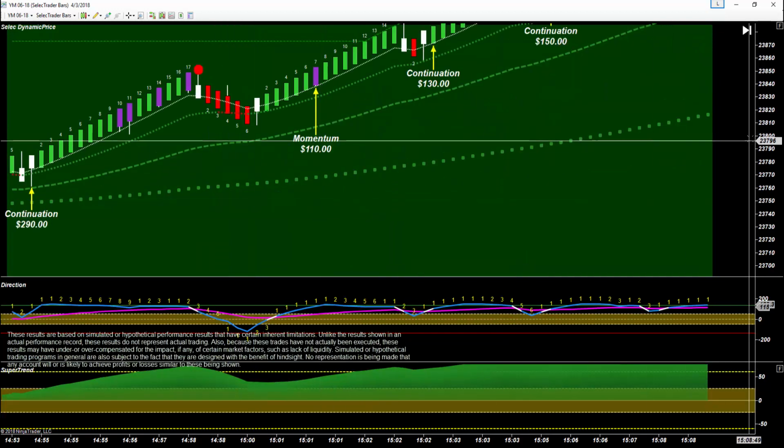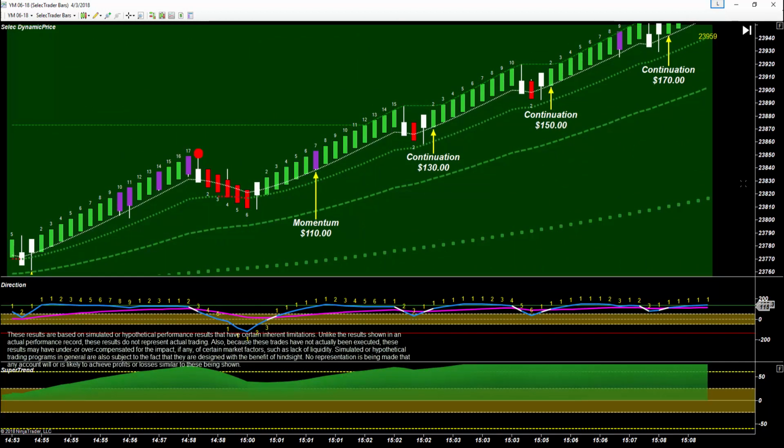Then we have a momentum long, plenty of room before we hit the high. Grabs a couple extra ticks by trailing at the red DPI price. Then a continuation long at 15.03, quick 10 bar run.